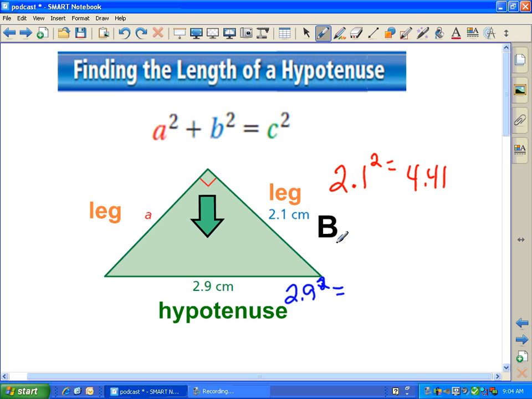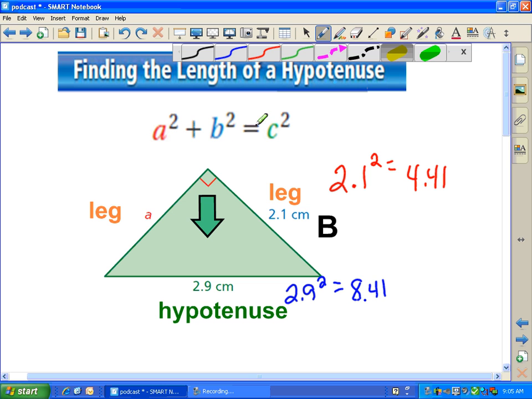Remember, squaring it means to multiply it by itself. When I multiply 2.9 by itself, square it, I get 8.41.